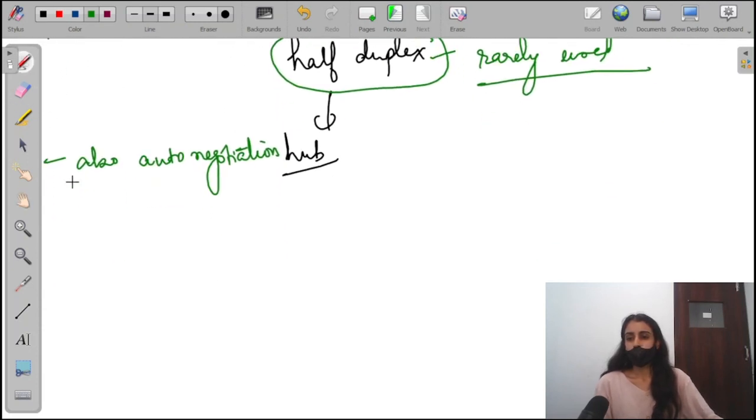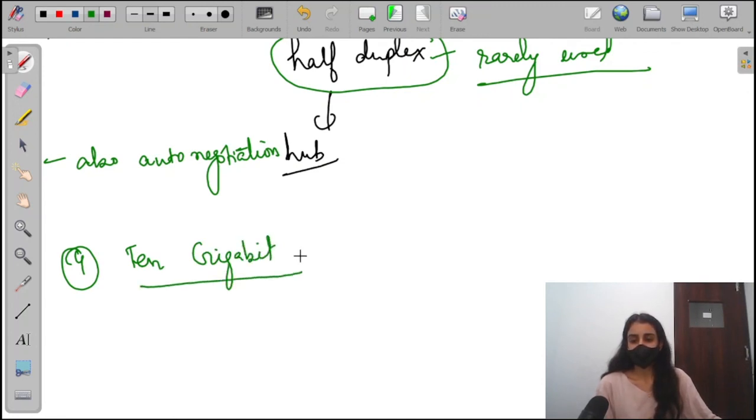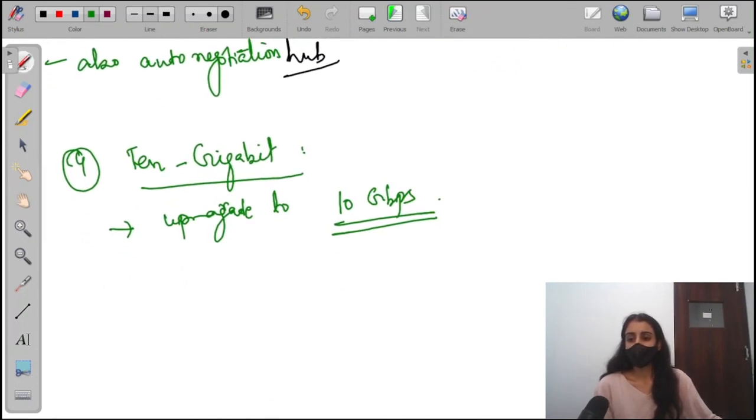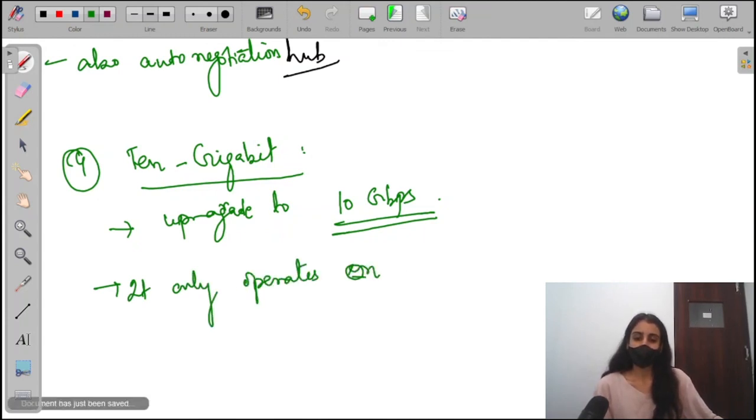Now moving on to the fourth part, which is 10 Gigabit Ethernet. In this, it's an upgrade to 10 Gbps, and it only operates in full duplex mode.